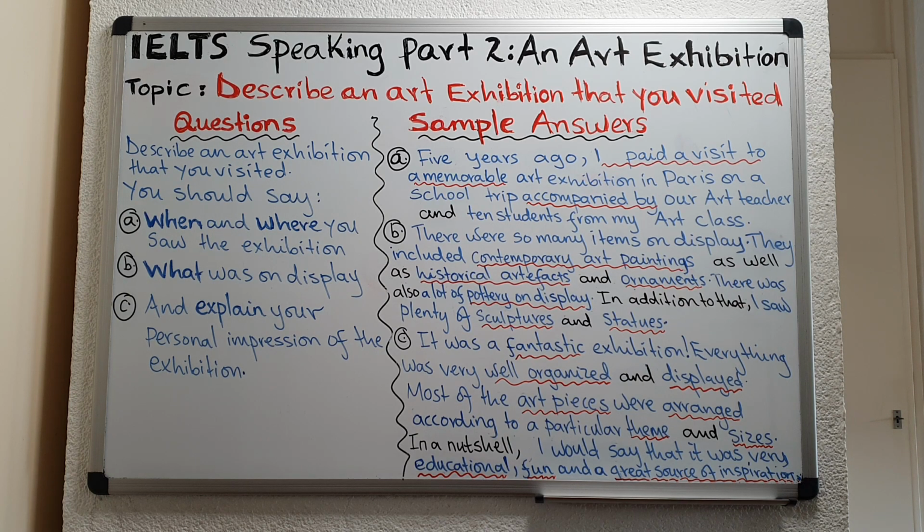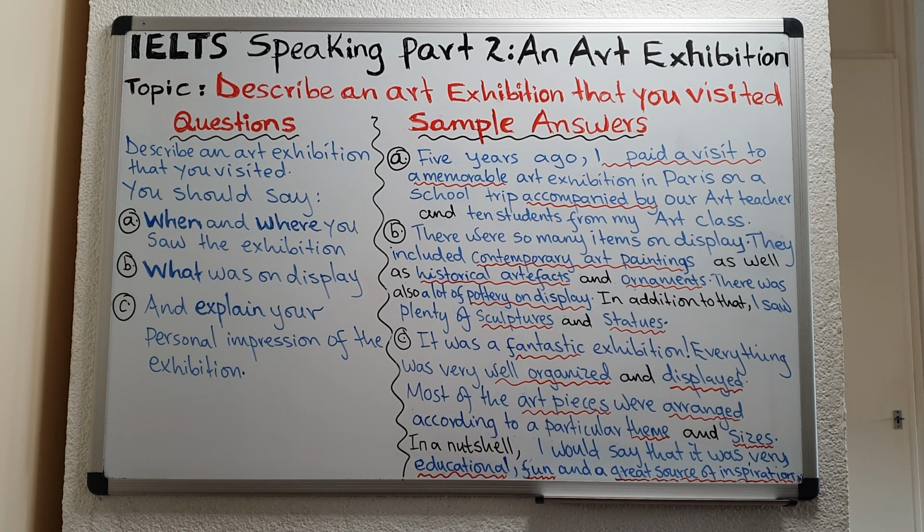So that's how you're supposed to answer these questions on describing an art exhibition that you visited. Now, just to give you a few tips to make sure that you pass your IELTS Speaking Part 2, the first thing is when you get your cue card, underline the keywords in the questions. In question A, you have when and where. In B, what. In C, explain. The keywords will help you to make notes and ensure that you do not go off topic. So the first thing that you do, underline all the keywords in your questions.